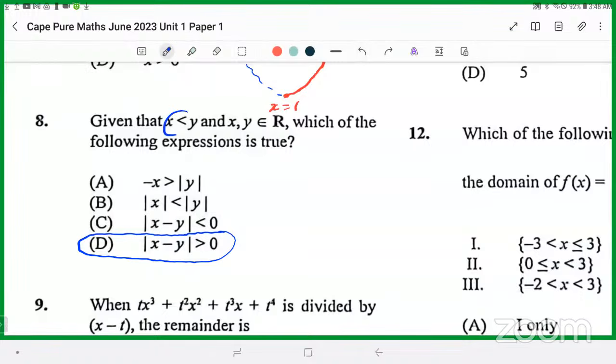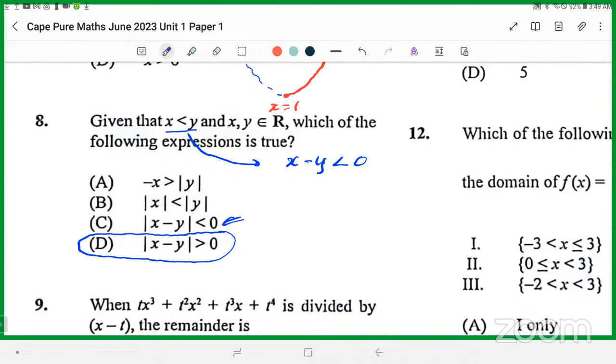Put another way, if you have the expression x less than y, we can transpose the y. Then this tells us that x minus y is less than 0, meaning it's negative. But if you take the modulus, it automatically becomes greater than 0. For example, if this works out to -2, and I take the modulus of it, it becomes 2, which is greater than 0. All right, so this is the answer.